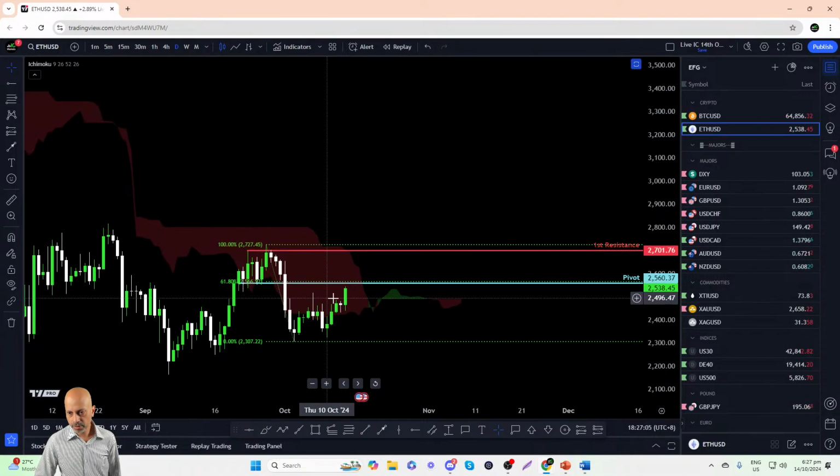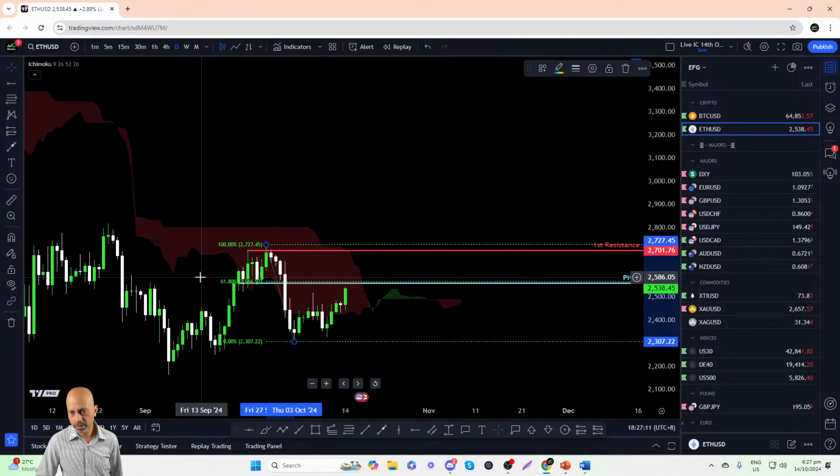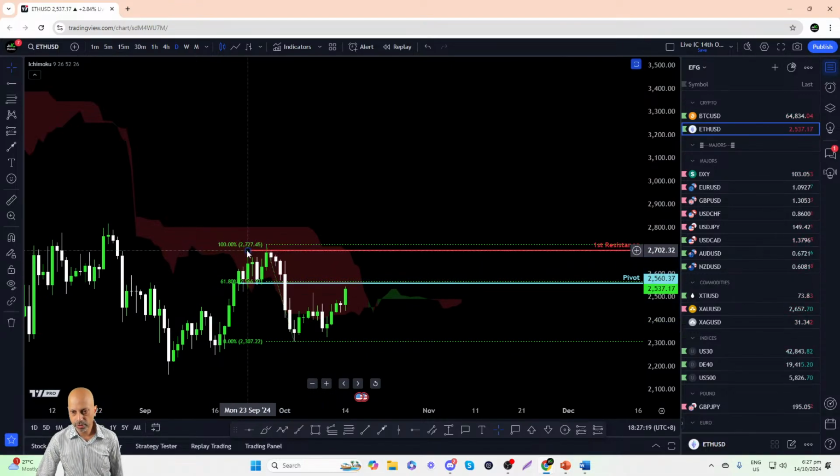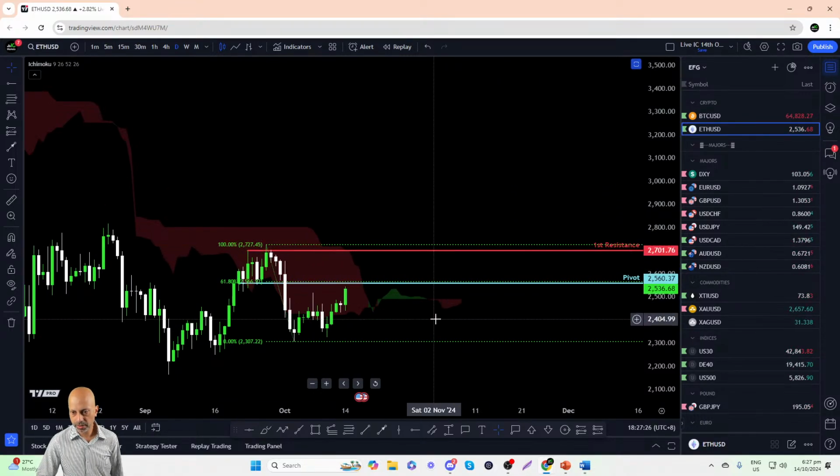Right, so take note of that. Ethereum is rising up close towards this pivot level here. It's a pretty decent resistance level. So take note, we can identify your first potential take profit target for Ethereum at around the 61.8% Fibonacci retracement. And of course, if it continues to climb higher, then you can target the first resistance at 2,701, which is the swing high resistance here.